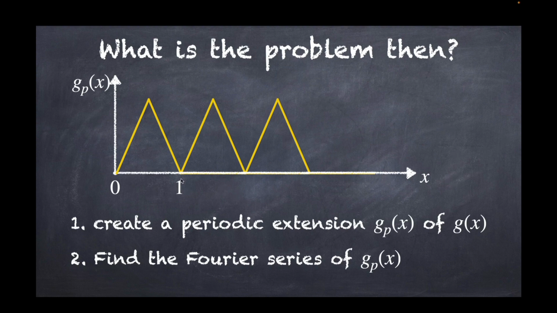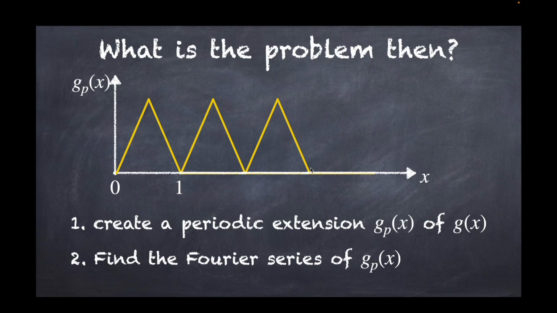Now, the period of this particular periodic extension is 1. So you've got a repetition of the initial function, the pattern, essentially once. That's the smallest period that you get here. Okay, so what do we do then?